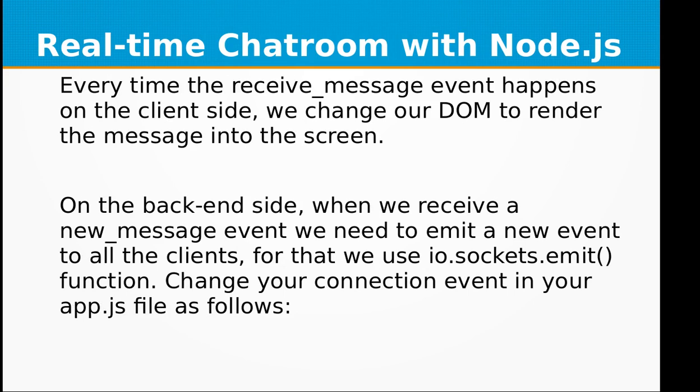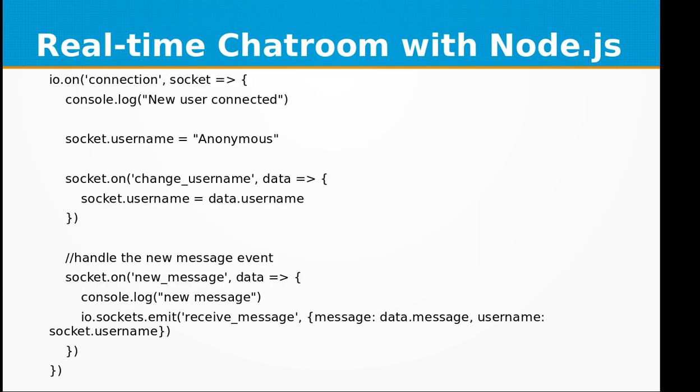Every time the receive message event happens on the client side, we change our DOM, that is document object model, to render the message into the screen, that is in the browser. On the backend side, when we receive a new_message event, we need to emit a new event to all the clients. For that we use io.sockets.emit function. Change your connection event in your app.js file as follows.